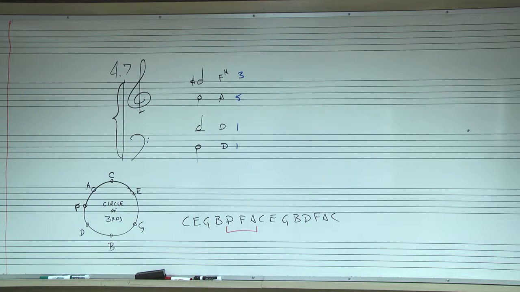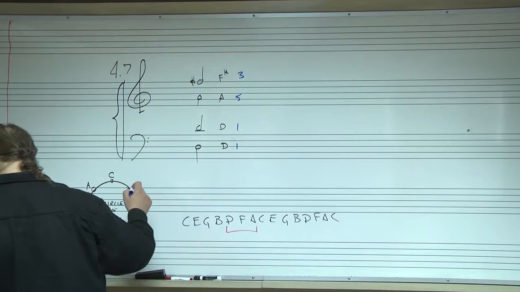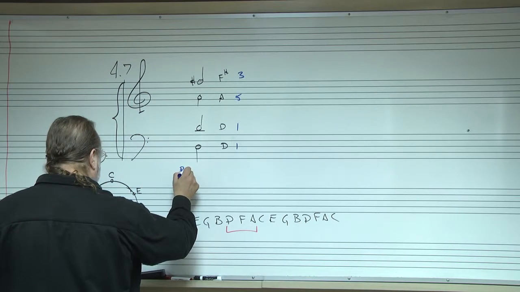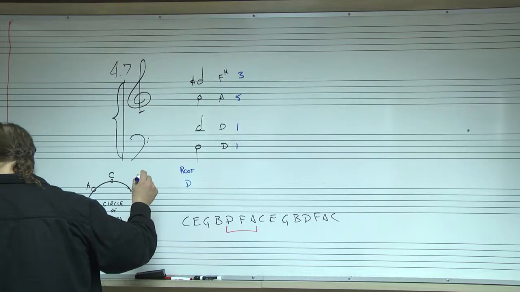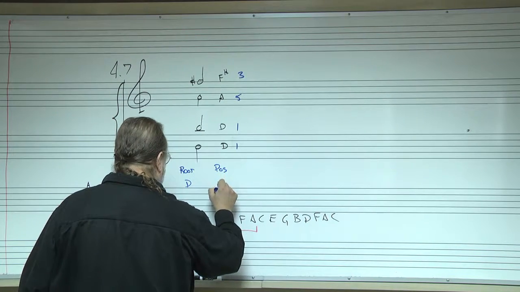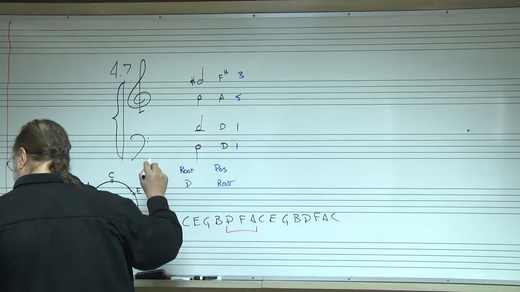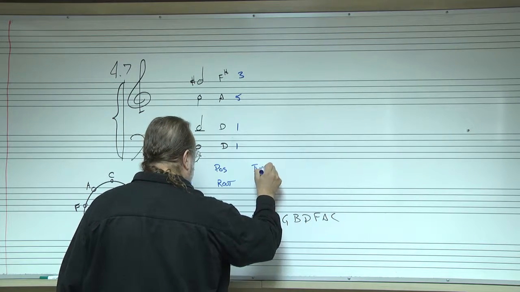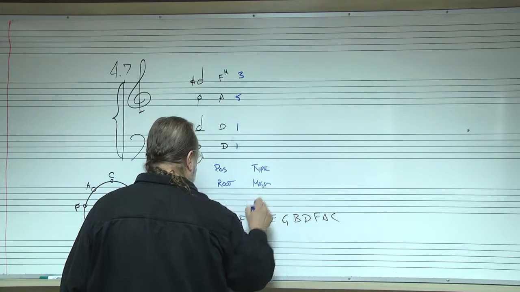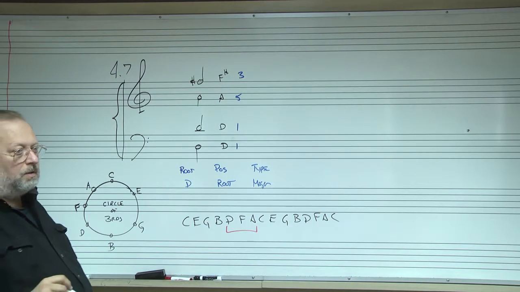This doesn't have a key. Chord number 3 would be a D root position major, right? Yeah. Okay. How about number 10? So chord number 3 is a D. The root's D. So it's in root position? Yeah. Root position. And then the type: major. And then in A major, it would just be a 4 chord, right?